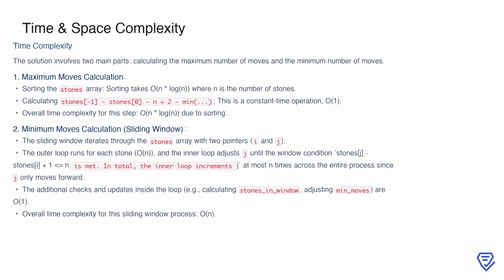Now, for the minimum moves calculation, we use a sliding window approach. Here, two pointers, i and j, are used to iterate through the stones array. The outer loop runs once for each stone, which takes O(n), and the inner loop adjusts j to maintain the condition that the window size is valid. Since j only moves forward across the array, it increments at most n times in total. Any operations inside the loop, including updating variables like min_moves or stones_in_window, run in constant time, O(1). This makes the overall time complexity of the sliding window process O(n).